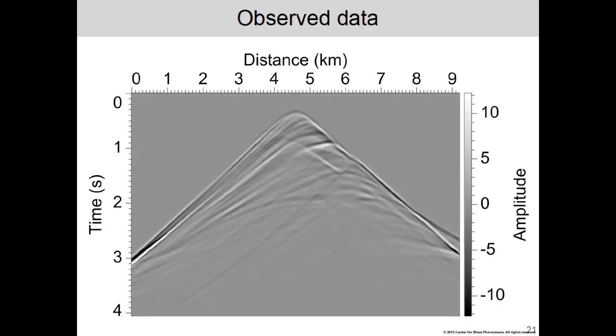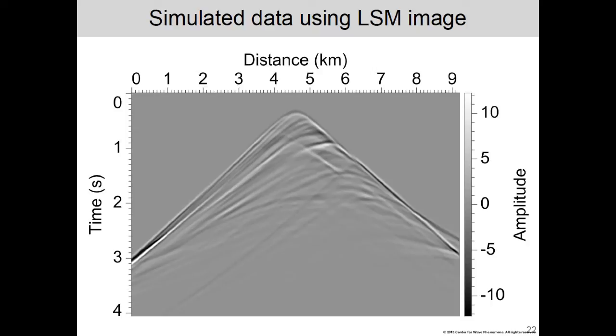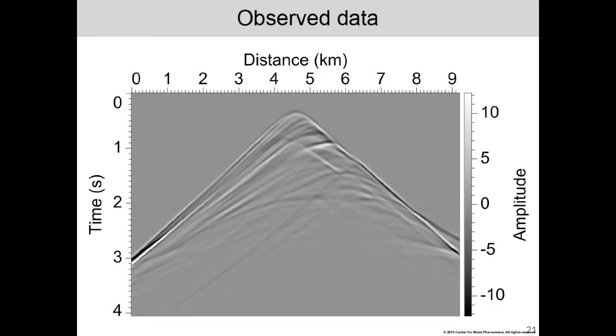And this is a data domain inversion, so we need to look at data. These are the observed data computed for a shot located in the center of the model. And these data are modeled using the true background slowness and the true reflectivity. Comparing now to the simulated data modeled using the true background slowness and now the reflectivity computed using 20 iterations of least squares migration, we see they are almost identical.